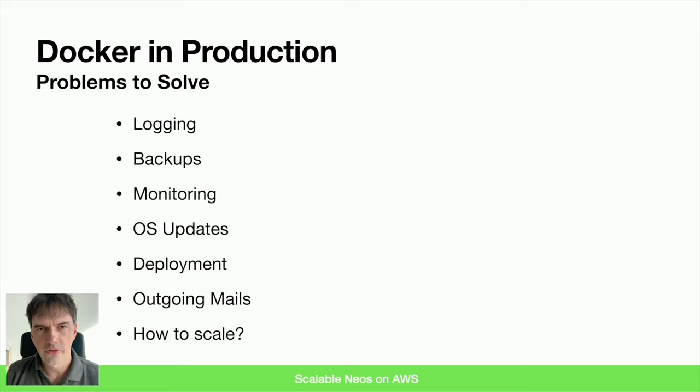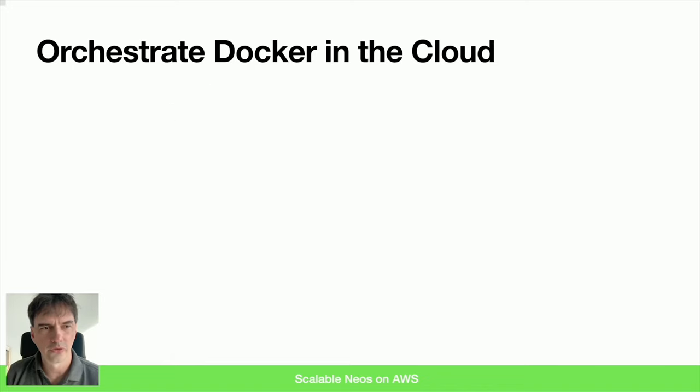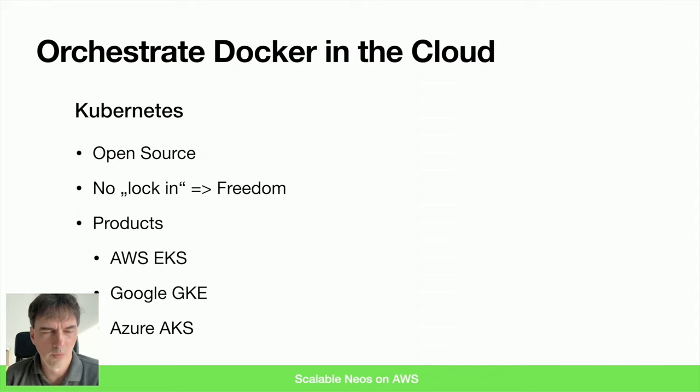Many of these things can be solved by thinking about our application and solving them in our application. Some of the things can be solved by using existing tools that orchestrate Docker in the cloud. In order to run your Docker application in production, we have plenty of choices nowadays. The most known choice is Kubernetes. It's open source, a tool set to manage your containers in production. Being open source, there's no lock-in, so you're not locked into a specific vendor. You have freedom to choose the cloud provider you want, or you can even host it on your own server infrastructure if you want.